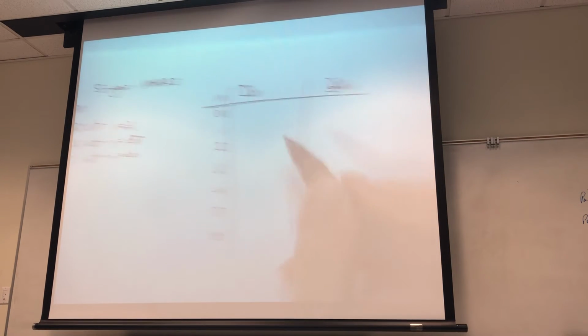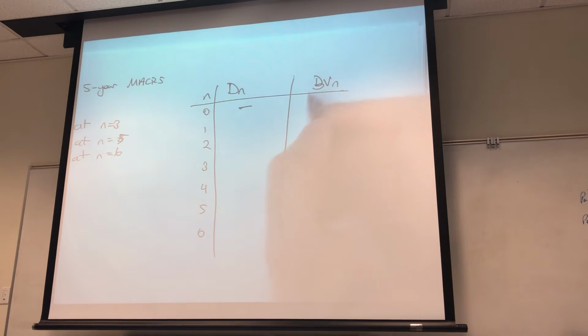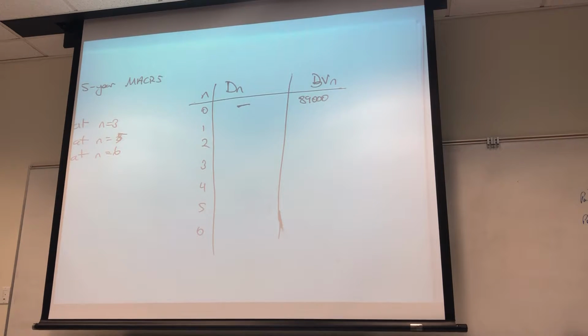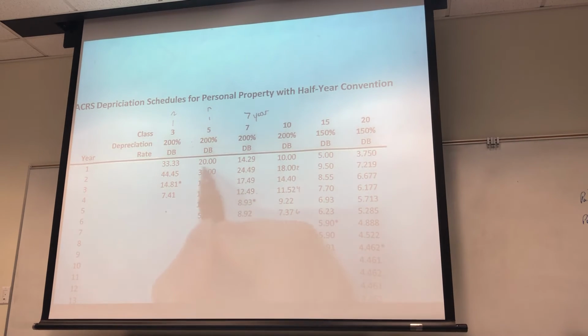So there are two assumptions of MACRS. This is 5-year MACRS. Our first one is 20%. Do not multiply the book value with 20. Multiply it with 0.2, because then you're anti-depreciating it, which is wrong. So 89,000 times 0.2 is 17,800. So our next book value will be 89,000 minus the answer, 71,200.